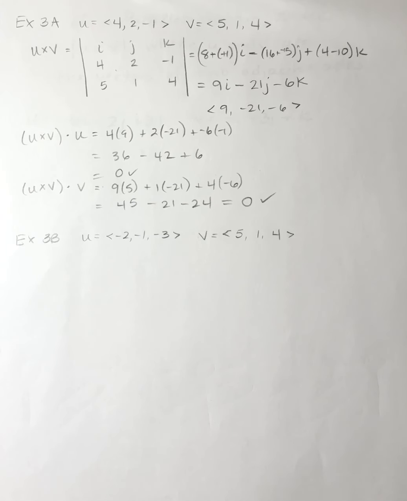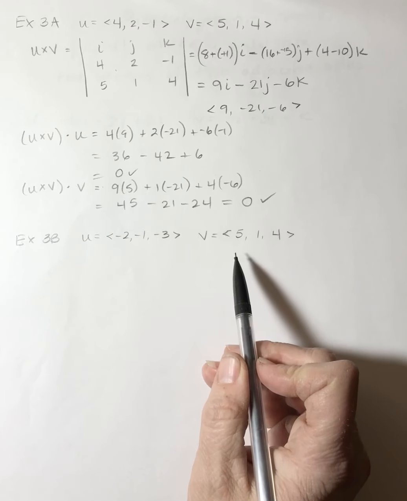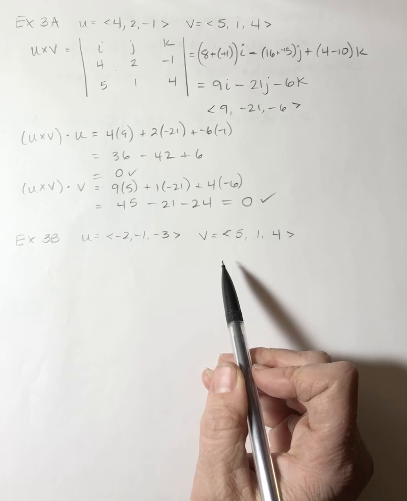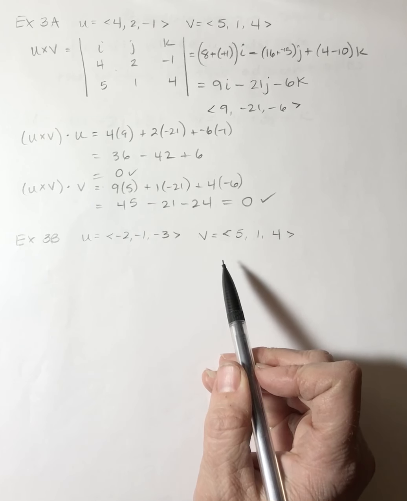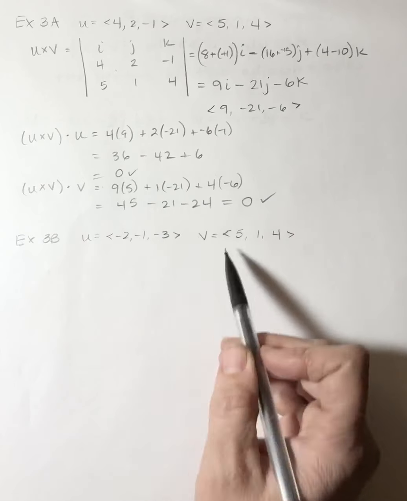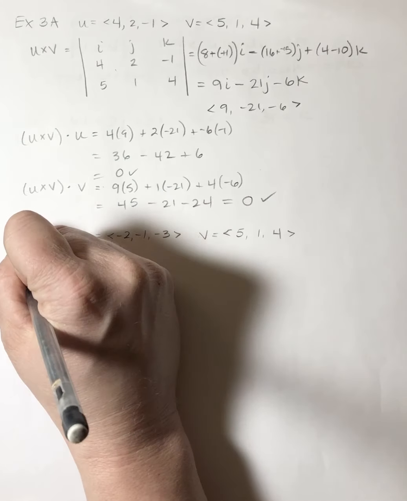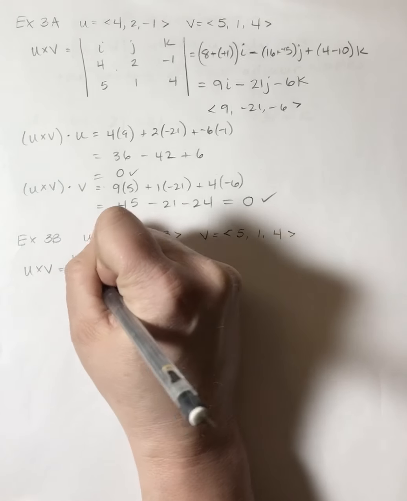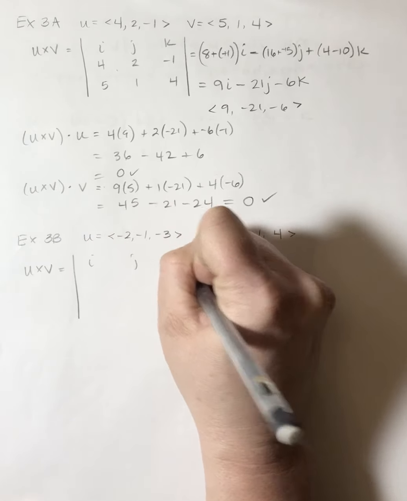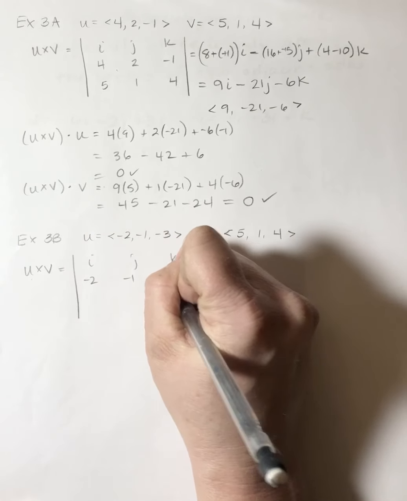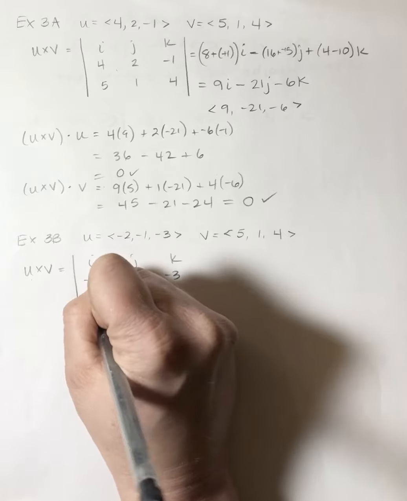Okay? So let's do one more. Here are my 2 vectors, u and v. I'm going to find their cross product, and then I'm going to show that my cross product is orthogonal to my 2 original vectors. So cross product, i, j, k. I'm going to put this one next, and then this one last.